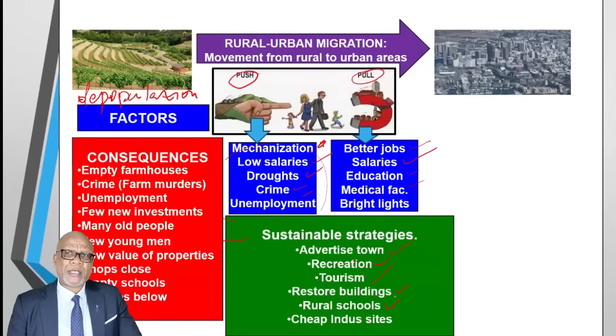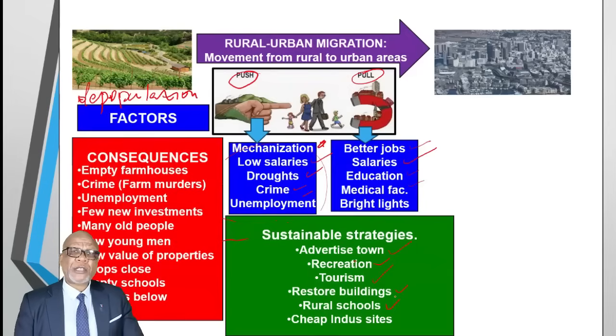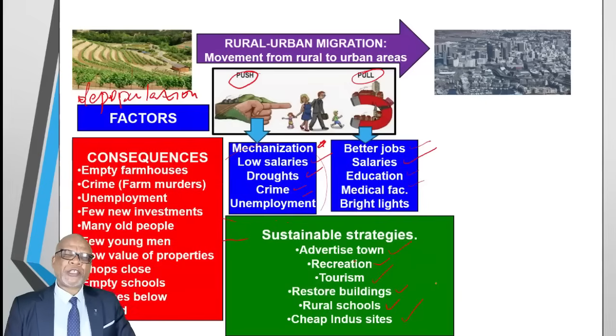So what must happen there is the government can also provide incentives. The government can provide incentives for people to settle in rural areas, so as to build investment. For example, if a person wants to build industry, the government can give them a site at cheaper rates, so that they can go there and build industries and attract more people there and create jobs and resuscitate the rural areas.